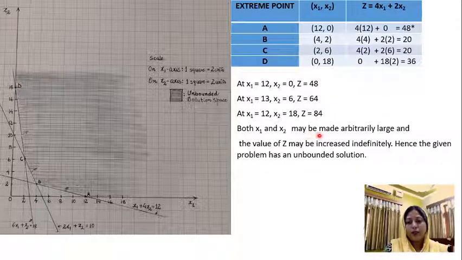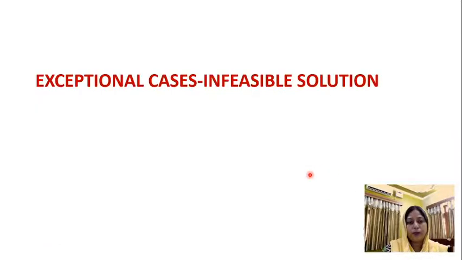Both x1 and x2 may be made arbitrarily large, and the value of z may be increased indefinitely. Hence the given problem has an unbounded solution. So in case we are maximizing, we can go on increasing the value of z as well as x1 and x2. So this indicates that the problem has not been correctly formulated on the managerial part, if we look at it that way. Otherwise, for solving, this is your solution, that this is an unbounded solution.